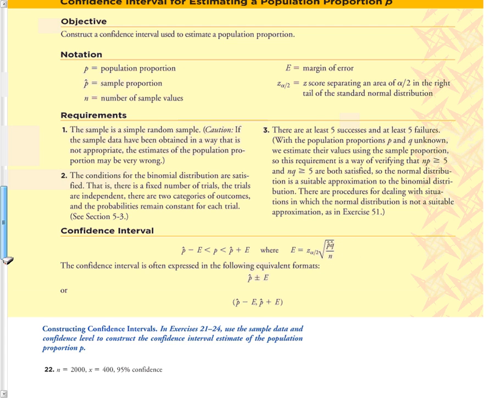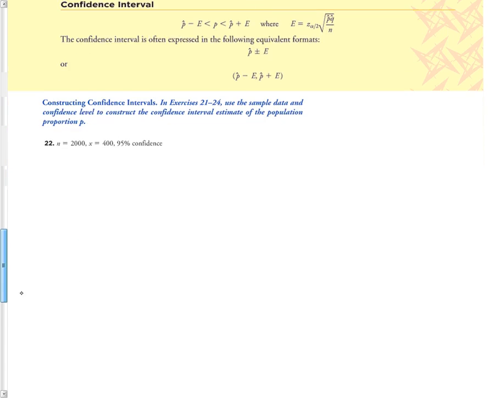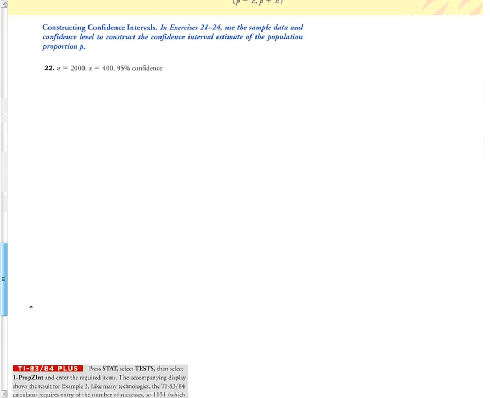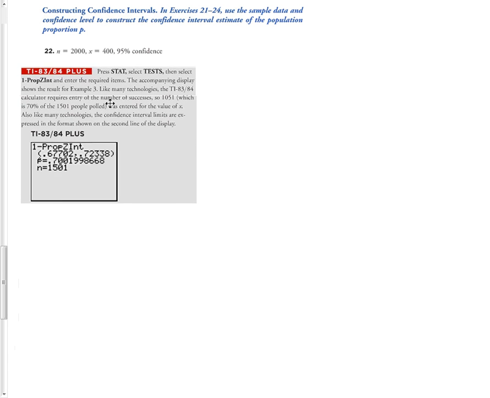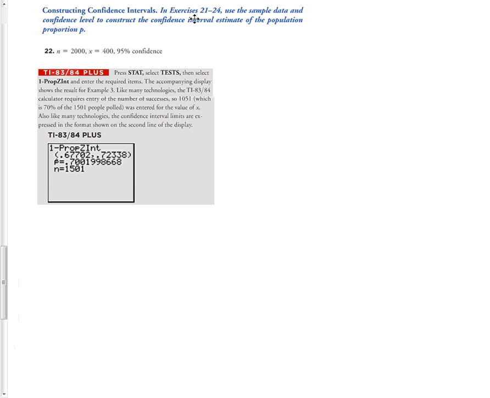All right, so let's do this from scratch with another problem. Let's do this from scratch with this example right here, constructing a confidence interval. What I'm going to do is, I just showed you basically how to do it by hand because I showed you all the steps to doing it by hand. What I want to do now is use the TI 83 or 84 Plus to do it, okay?